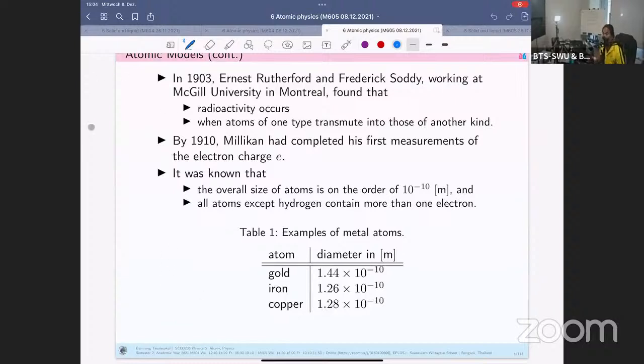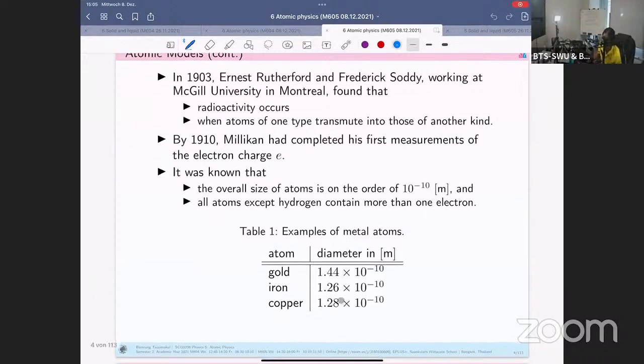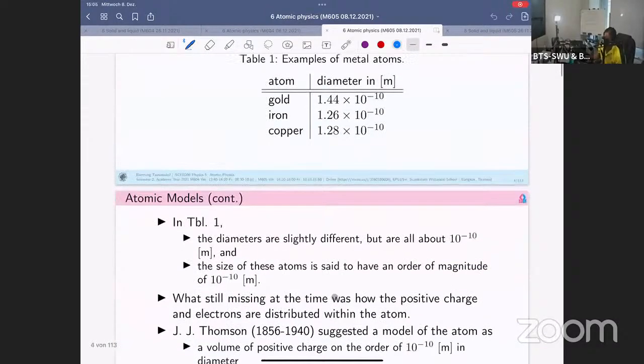You could see the metals have almost the same size in diameter to each other, right? 1.44, 1.26, 1.28. In table 1, the diameters are slightly different, but are about 10 to negative 10. The size of an atom is said to have an order of magnitude of 10 to negative 10 meter, or angstrom.